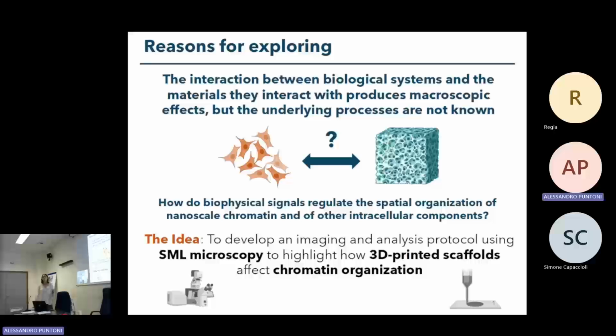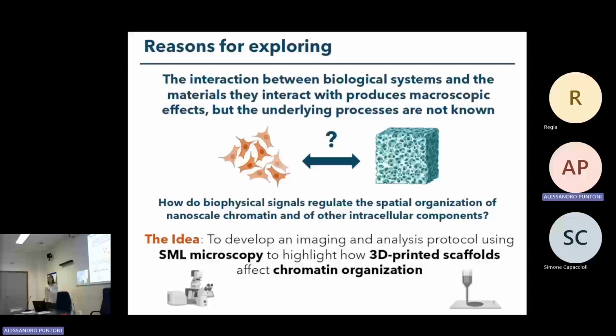This interaction is quite well known when we speak about the macroscopic function of the cells, and I think it's fascinating if we consider stem cells, because stem cells interacting with the material, depending on the physicochemical properties of the material, can differentiate into different lineages. This is quite well known in a macroscopic way, but what happens inside the cells, the mechanism behind this interaction, is unknown.